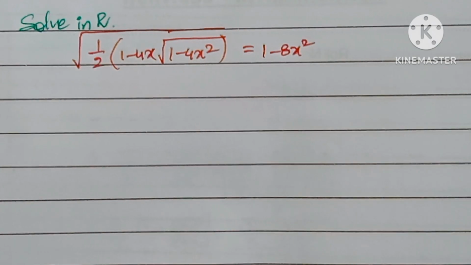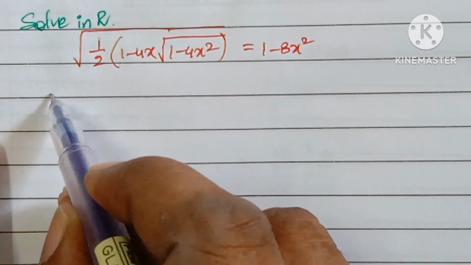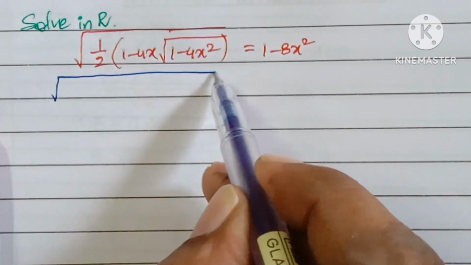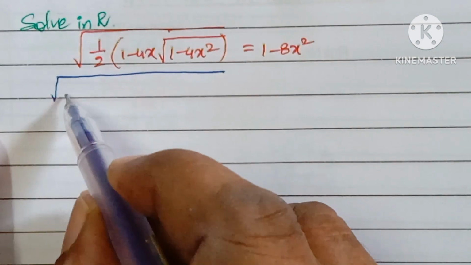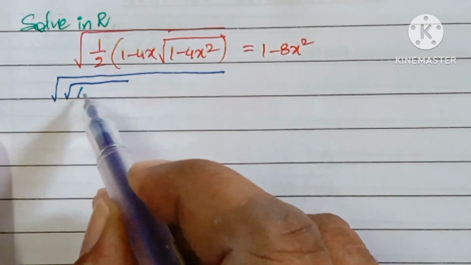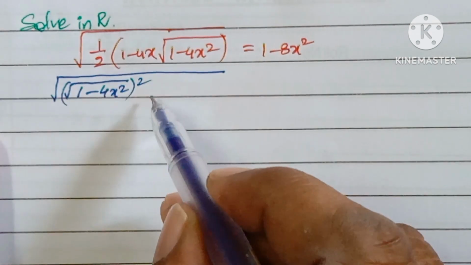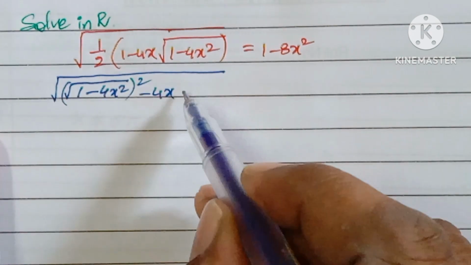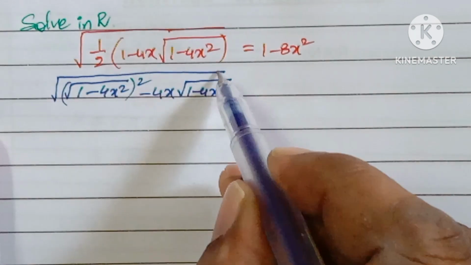How to solve this? You can do it by squaring on both sides, but it will be somewhat difficult. So let us go another way to solve this problem, by adjustment. Here I will send this root to that side. So the remaining I am writing as root of (1 minus 4x square) whole square minus 4x root of (1 minus 4x square).